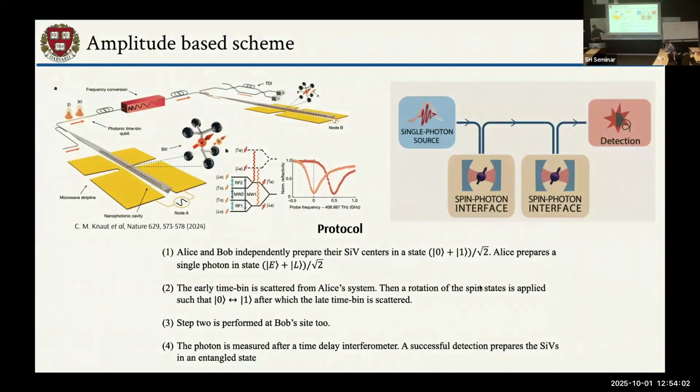And then step 2, the photon goes to Bob. Bob does the same thing. And then after that, we measure the photon in a so-called time delay interferometer, because we have time bins, and we need to erase which time bin the photon was in. Otherwise, we won't get entanglement. The way you do that is through this time delay interferometer, and we'll go through that. And then, a successful detection, meaning that I got my photon, prepares the SiVs in an entangled state.